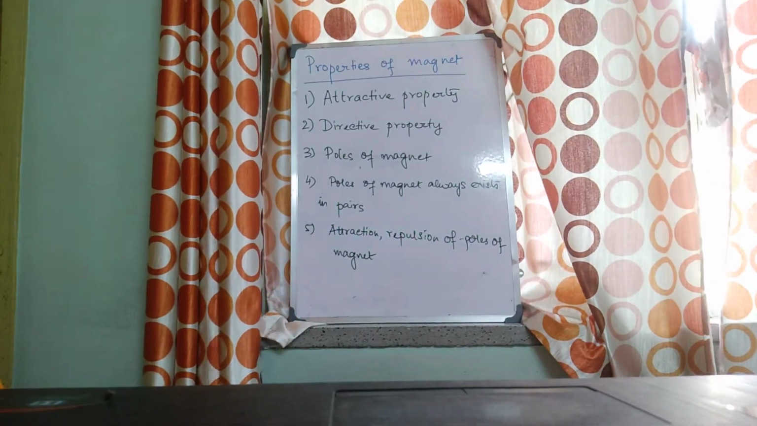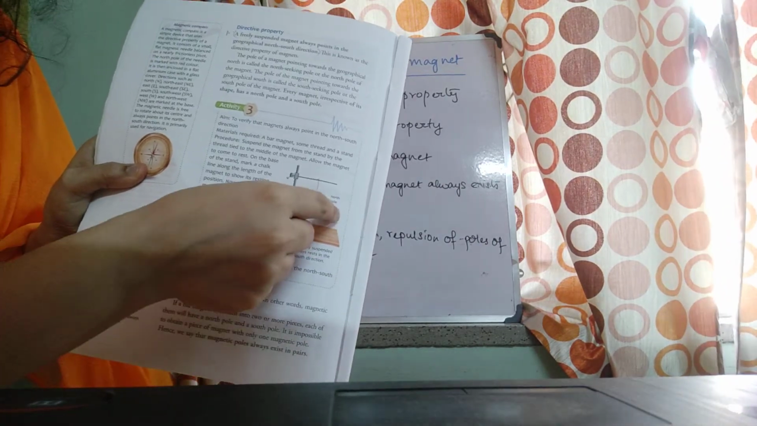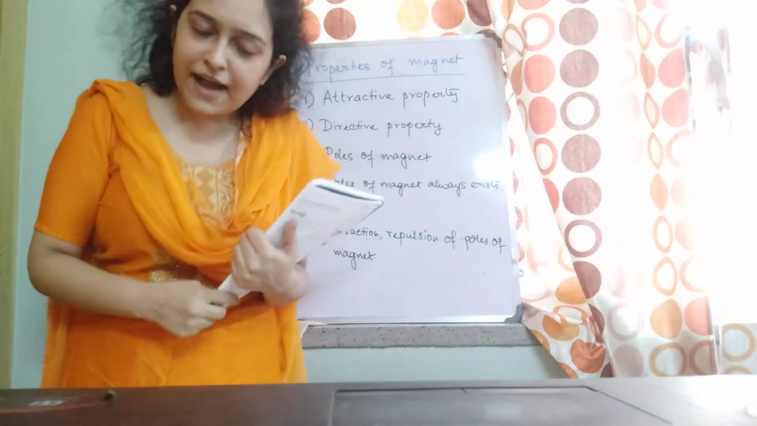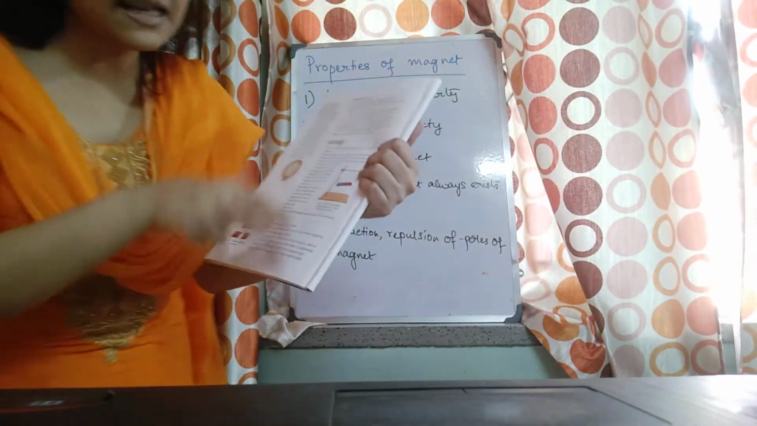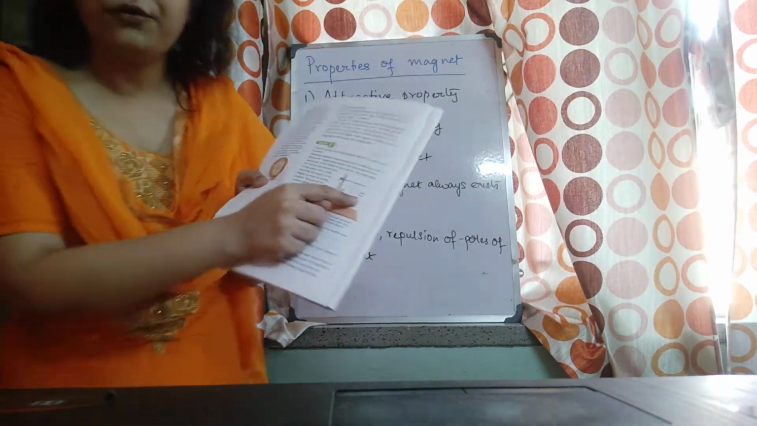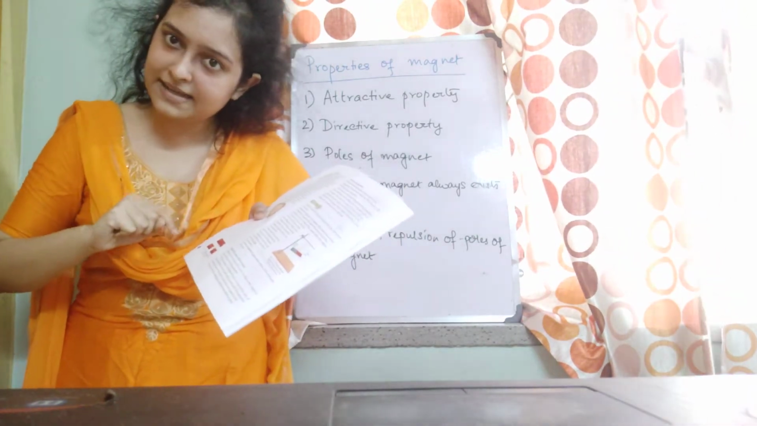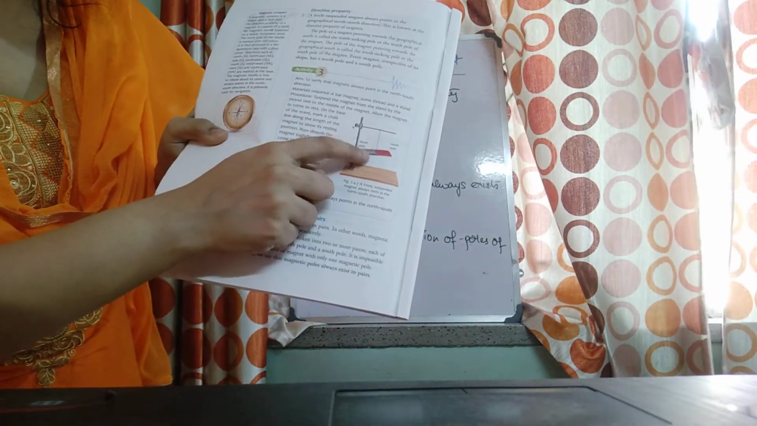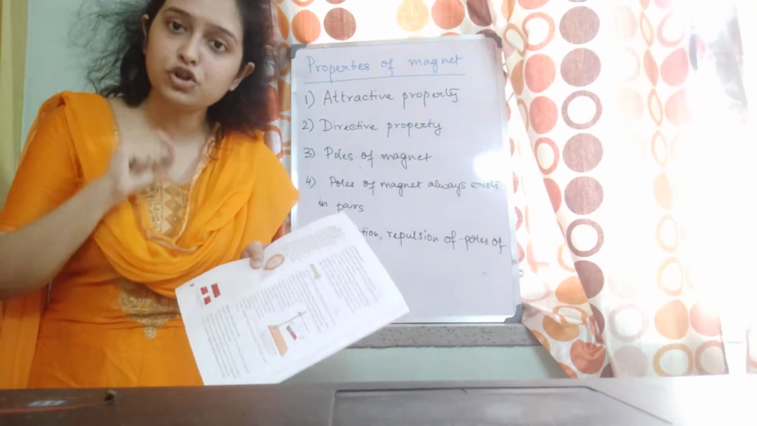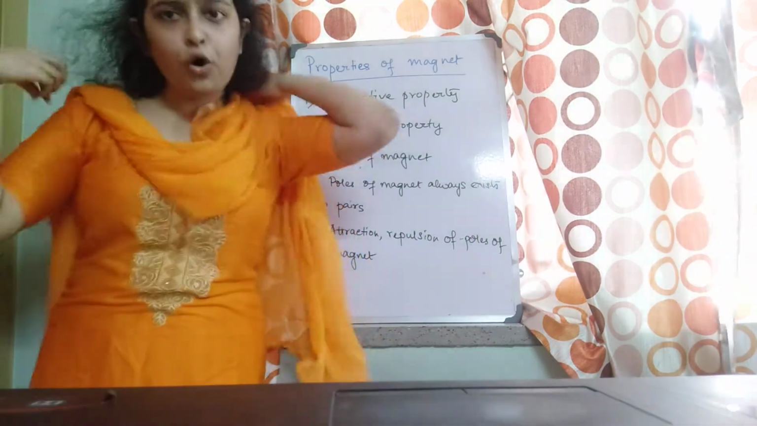Can you see the diagram in this page? A bar magnet is suspended using a string. It can move freely. So how will it arrange itself? We will find that it will align itself in such a way that the end of the magnet pointing towards the geographical north direction is the north pole of the magnet, and the end pointing towards the geographical south, we call the south pole of the magnet. So we are using the terms north pole and south pole.